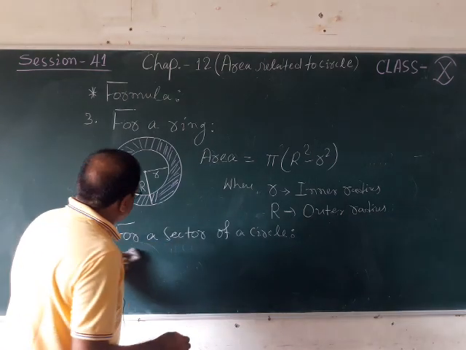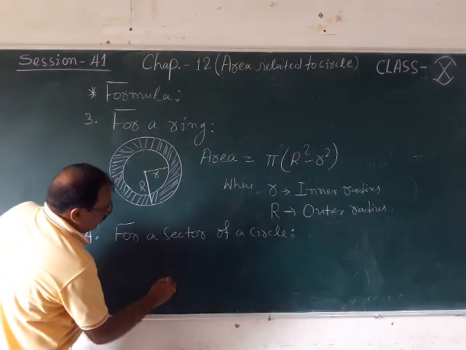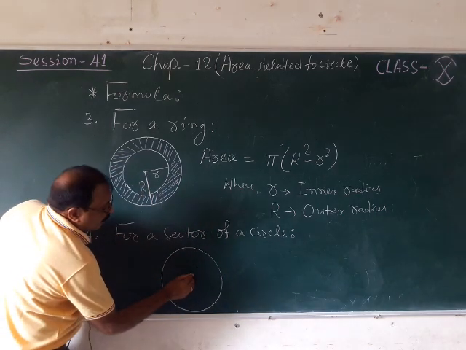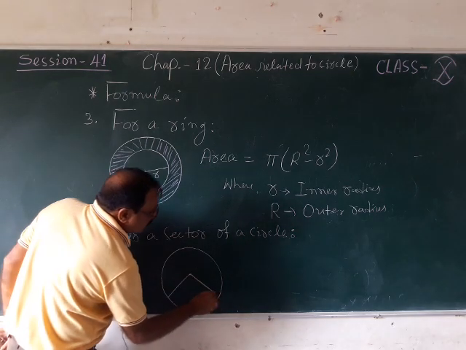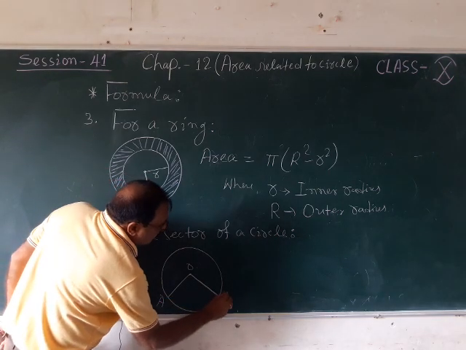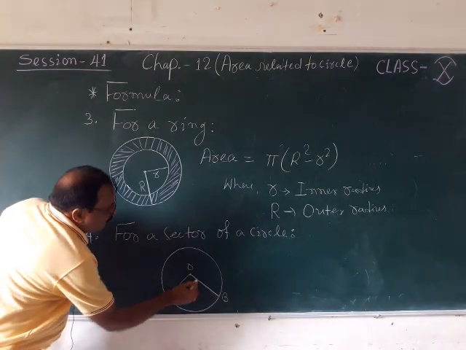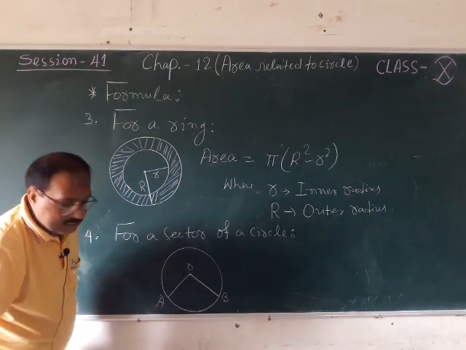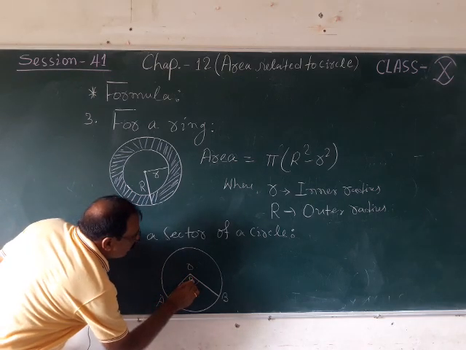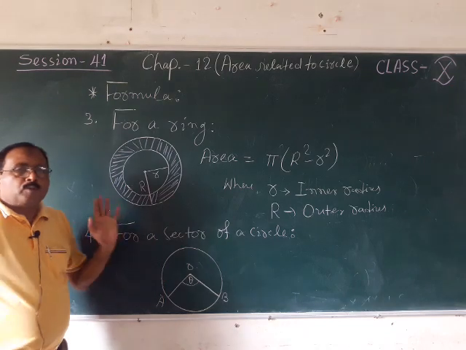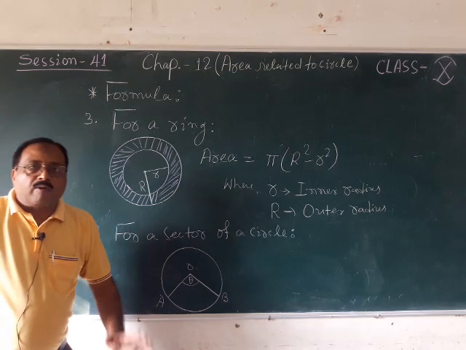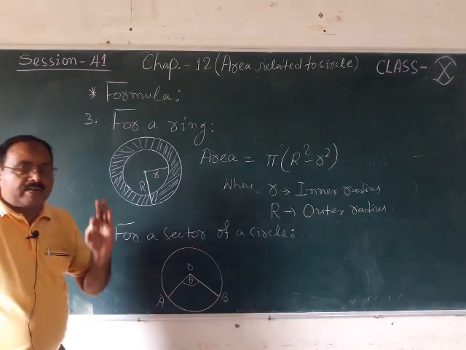Sector means, let me recall what a sector is. You are aware that in a circle, the area is bounded by two radii. Suppose here OA is one radius and OB is another radius, and in between, AOB is an angle. Suppose the measure of this angle is theta. It may be 30, 45, 60 or 90 degrees. These are the well defined angles.